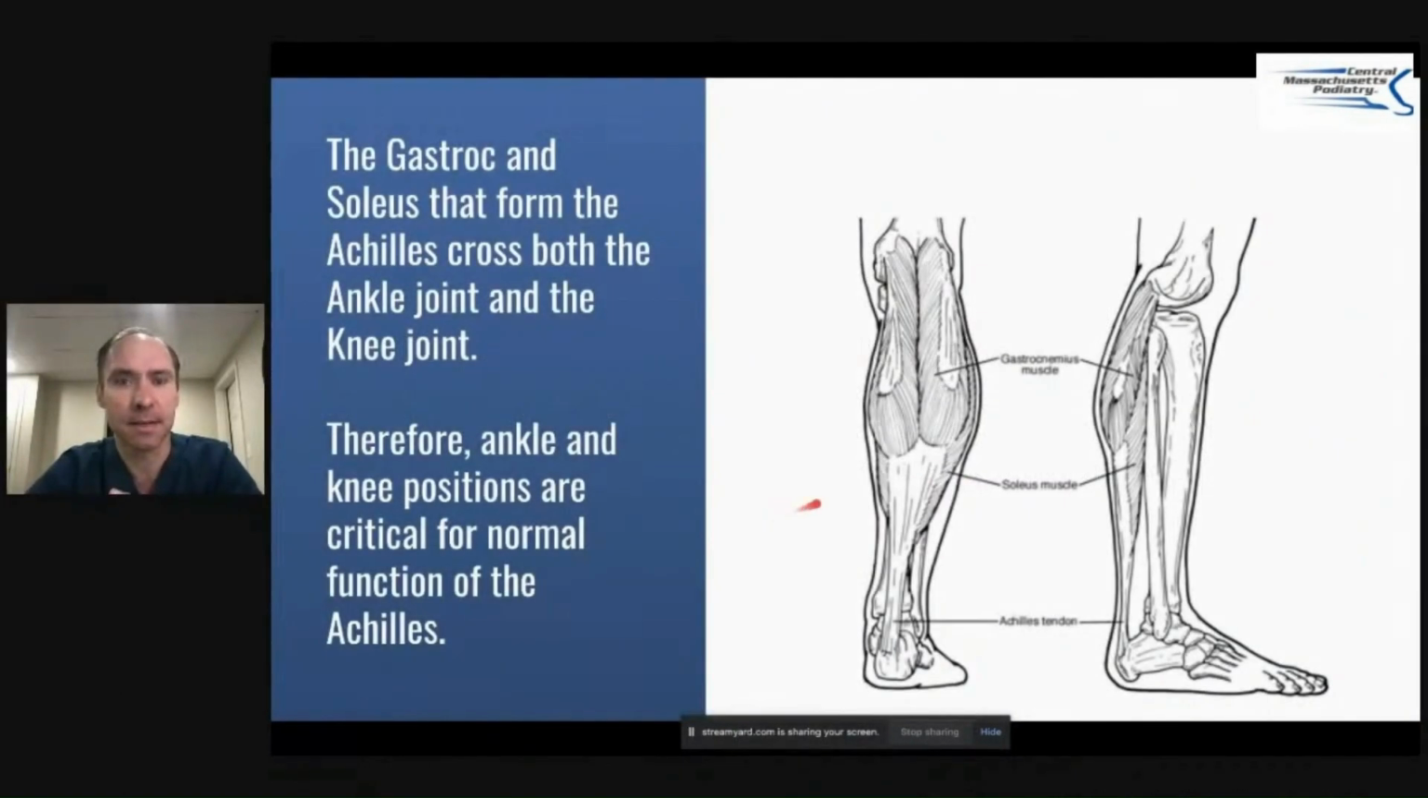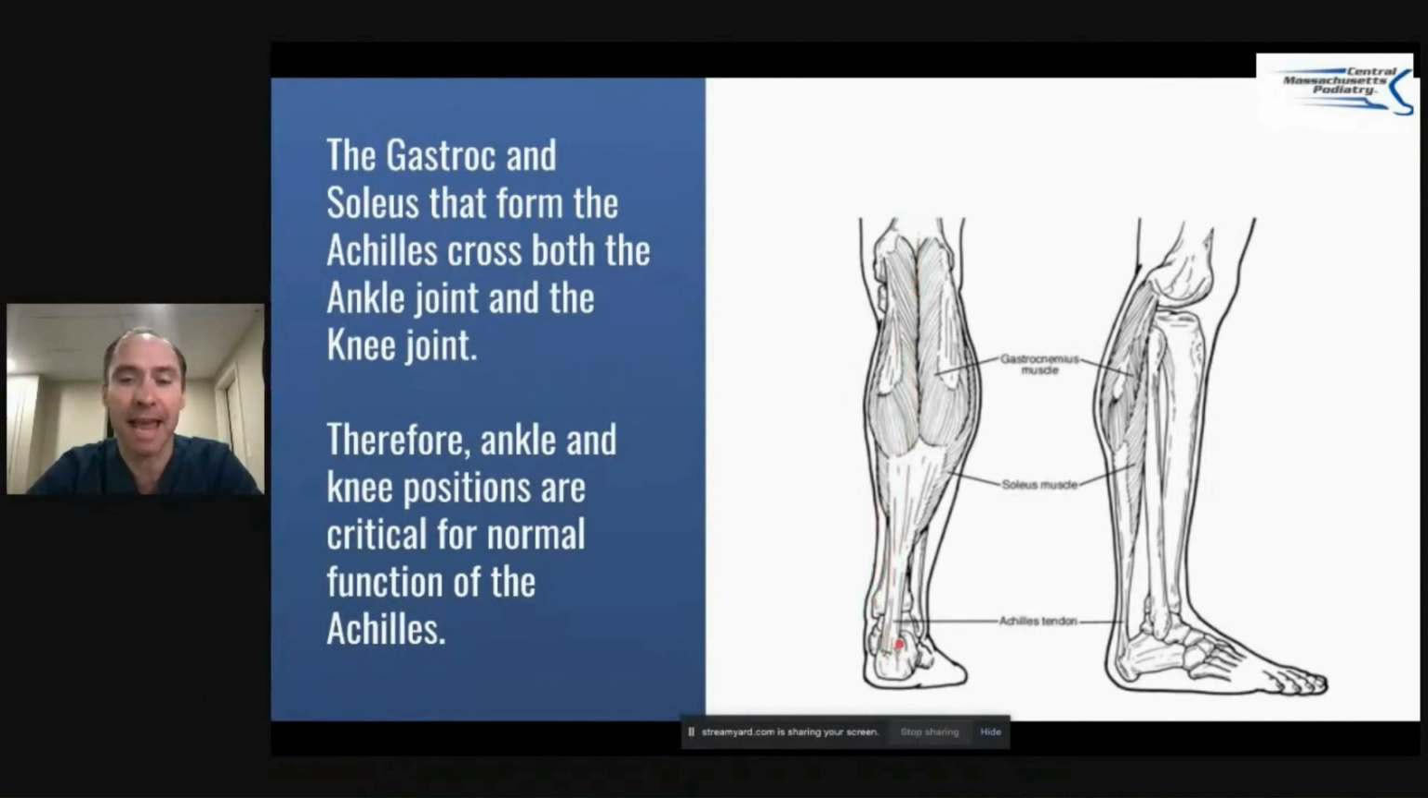And then into some of the anatomy behind it, but basically in the back of the calf, you have the gastroc and the soleus, and both of those kind of unite into the Achilles tendon. And these form, and they actually cross the ankle joint right here, and then the gastroc specifically crosses the knee joint. Therefore, the ankle and knee positions are very critical.